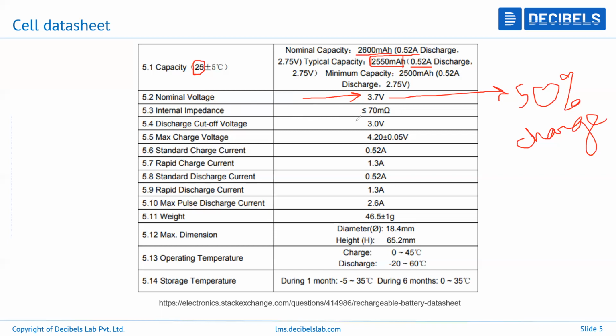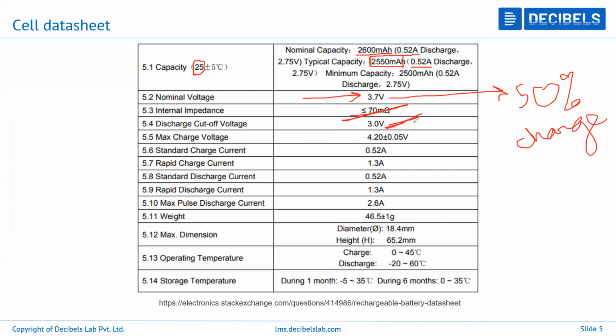Then internal impedance is the collective internal resistance that the cell has, and it is important that it is as low as possible, so that it not only has lower losses, but also doesn't experience excessive heating during operation. So then we come to discharge cutoff voltage. During operation, 3 volts is accepted as the minimum voltage that the cell could reach. Which means that during discharge, if it crosses 3 volts, the cell should immediately stop working, or it should immediately be isolated from the particular circuit.